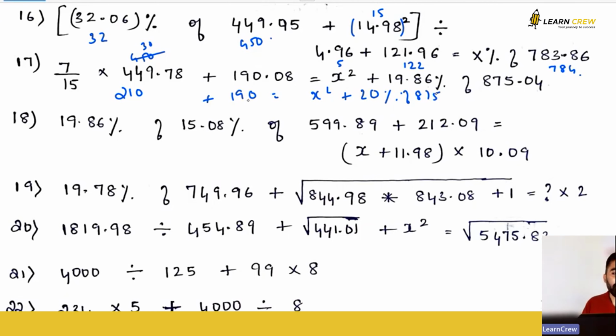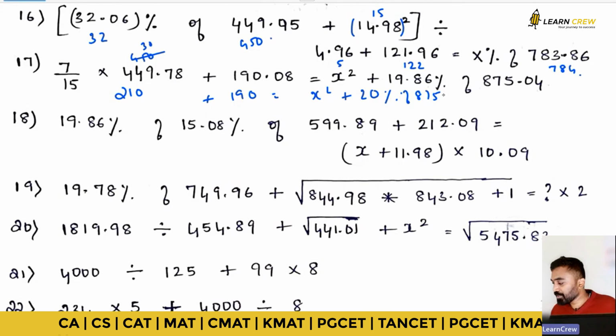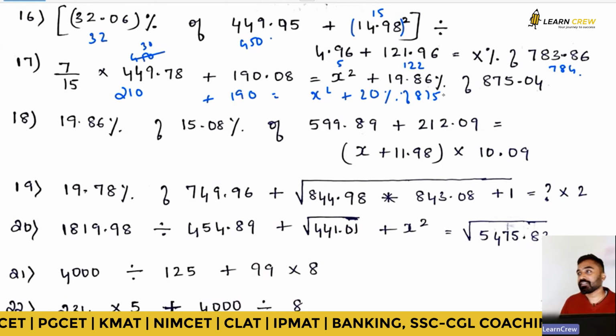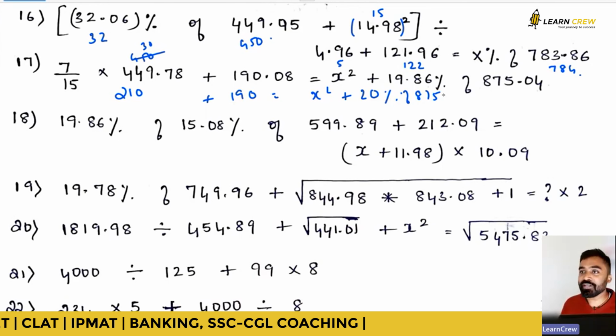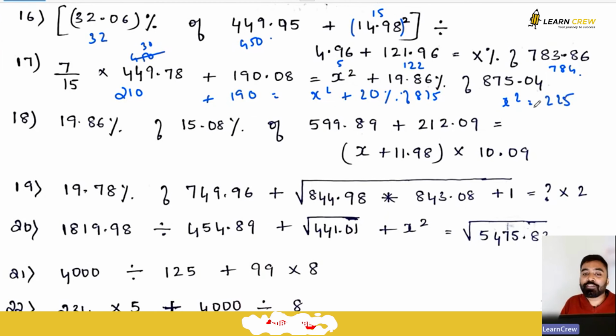So it becomes 400 equal to x square plus 20% of 875. What is 10% of 875? 87.5. What is 20% of 875? 87.5 into 2, that is nothing but 175. So 400 minus 175, x square becomes equal to 225. So x is equal to plus or minus 15.